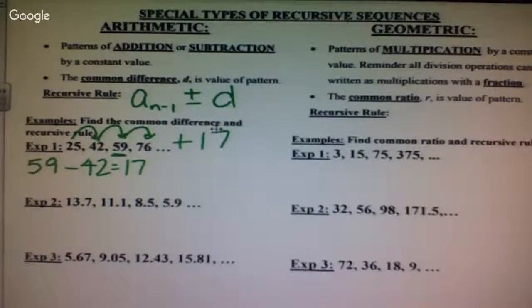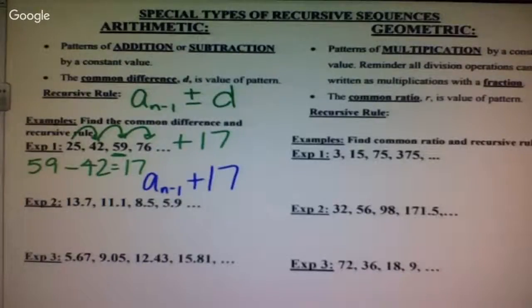Every time. If it comes out positive, that means you were adding along the way. If it comes out negative, that means you were subtracting along the way. So, my recursive rule here then is a sub n minus 1 plus 17. Every time I'm using the number that I have and I'm adding 17. This one's going to be plus because it's getting bigger each time. But if it was getting smaller, if we were subtracting, it would be minus.